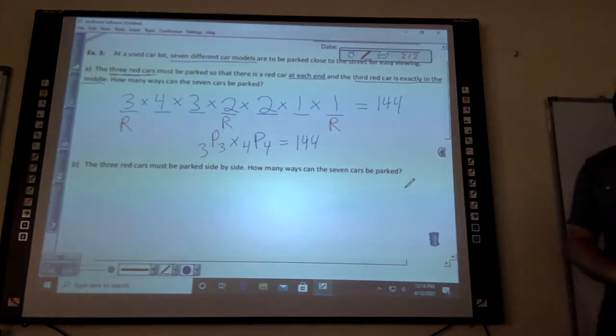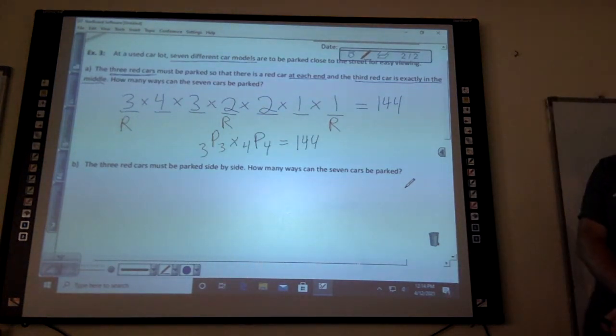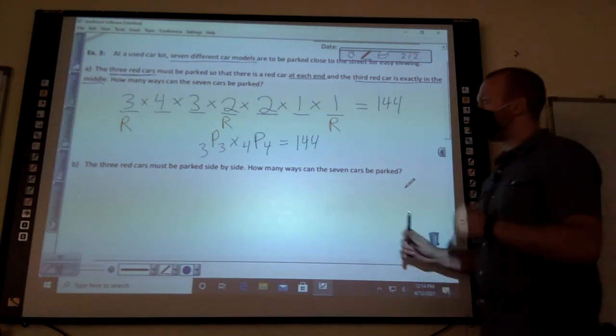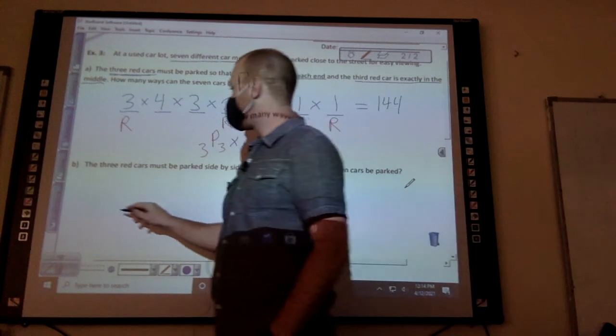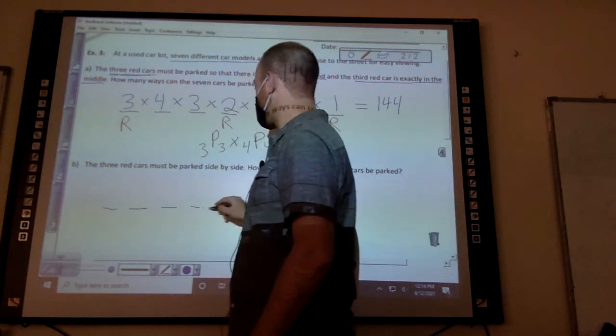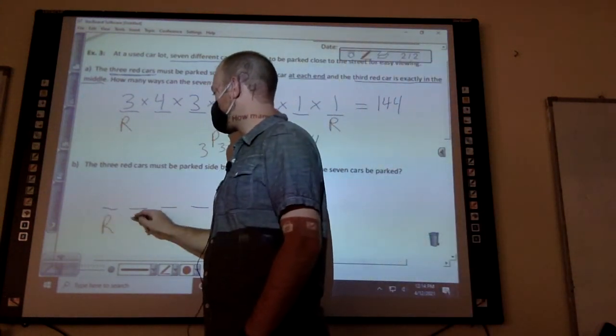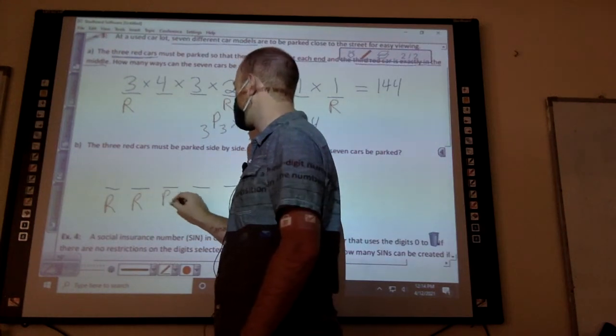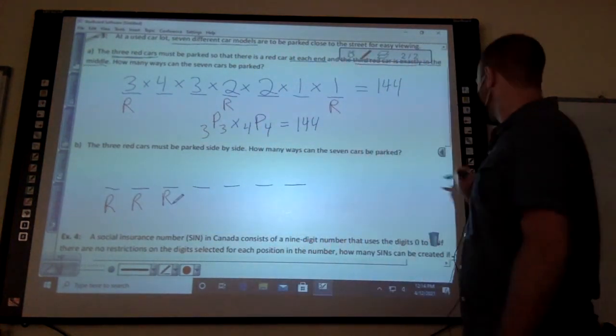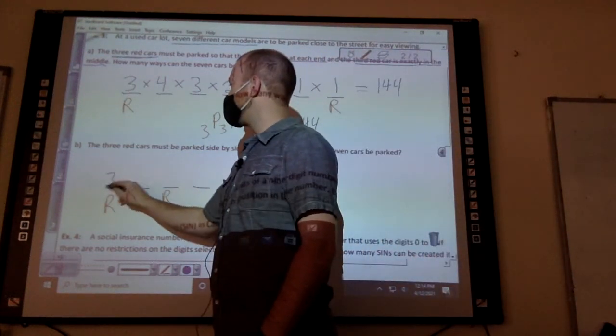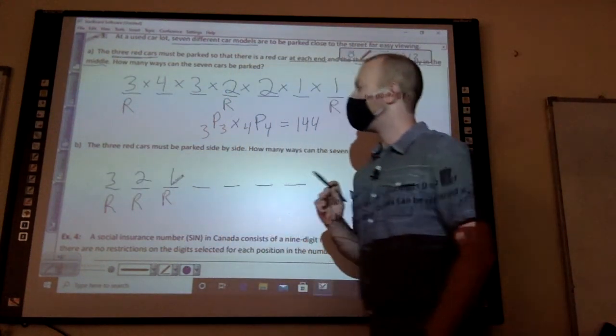So let's try this next one. So I've got 3 red cars that are parked side by side. So now how many ways can these 7 cars be parked? In this case, I've got the restriction that my 3 red cars have to be side by side. So when I lay this out, let's say I put all 3 red cars here first. So again, I'm going to have to deal with the same thing, 3, 2, 1.